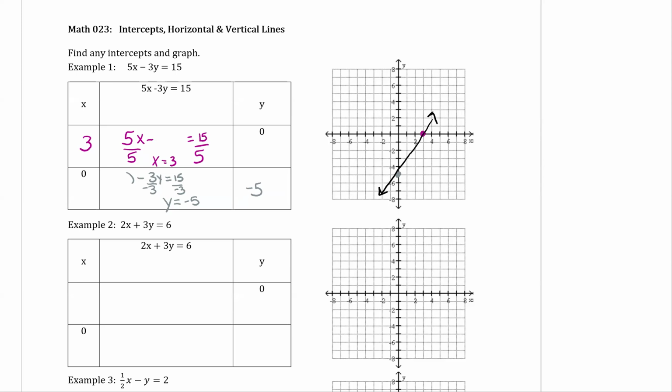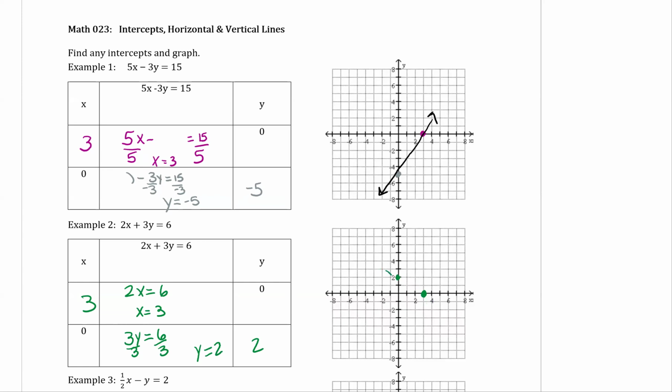Example 2: 2x plus 3y is equal to 6. Plug in 0 for y. That gives you 2x equals 6. Divide both sides by 2. x is equal to 3. Plot the ordered pair (3, 0). Plug in 0 for x. So that would just be 3y is equal to 6. Divide both sides by 3. y is equal to 2. The y-intercept is at (0, 2). Connect the dots. And what you might notice is that I didn't draw a very good line right there.